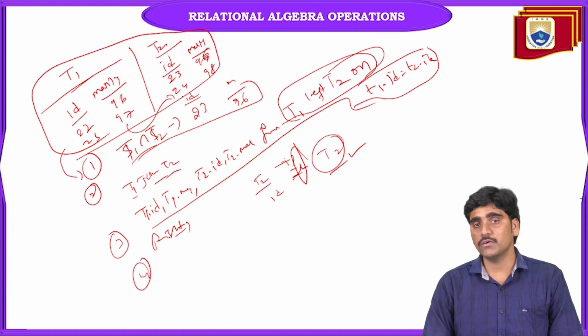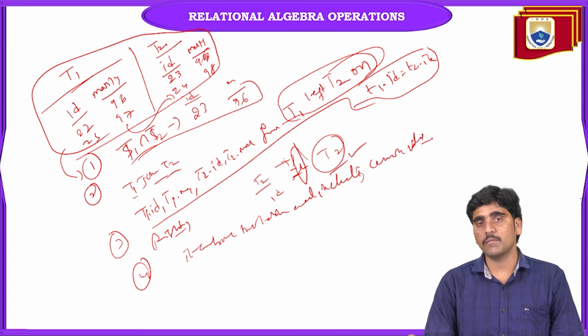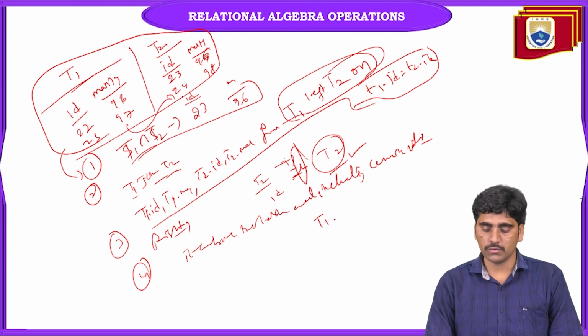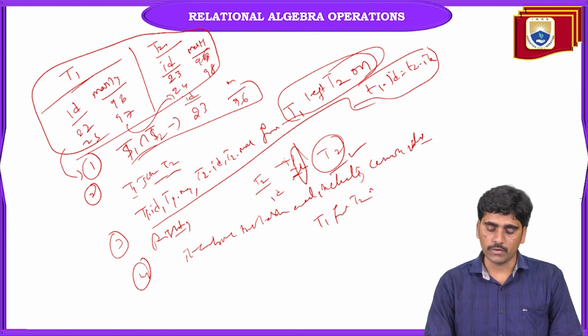And the fourth one is full outer join. Full outer join is nothing but it combines two tables, including common values also. So now T1 is full outer join with T2, then all the values are grouped together and displayed.